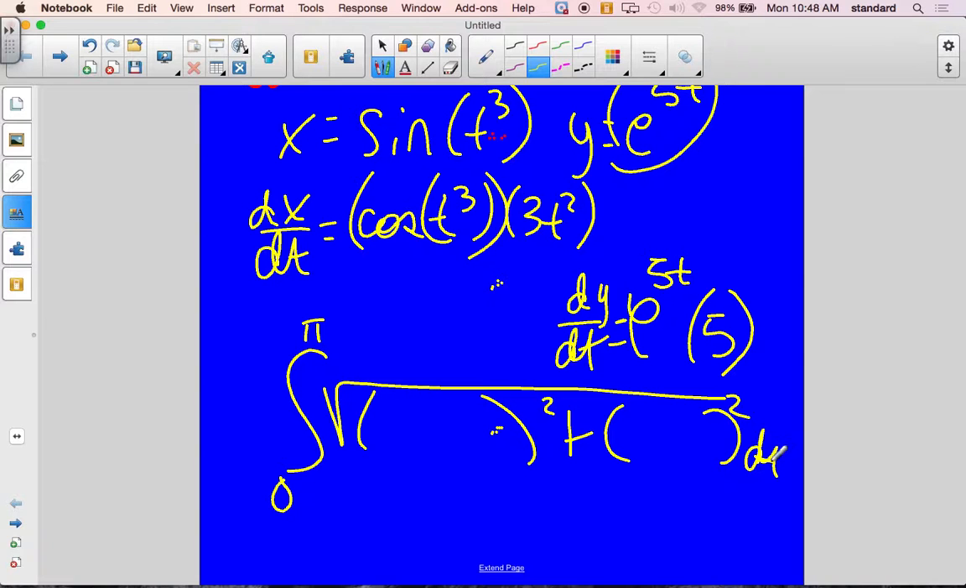And so what you've learned is if you want the length of a curve normally, when you have y in terms of x, you say the square root of 1 plus the derivative squared. If you have it in parametric mode, though, it's really just a good old distance formula. x minus x, which is dx, y minus y, which is dy. So dx/dt is going to be 3t squared cosine t cubed. And dy/dt is going to be 5e to the 5t.